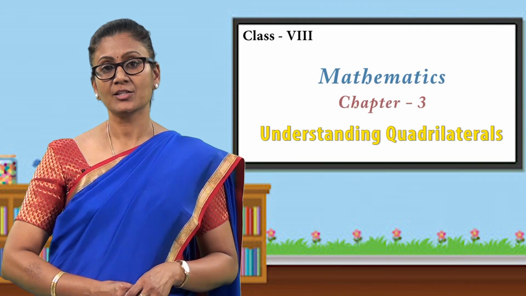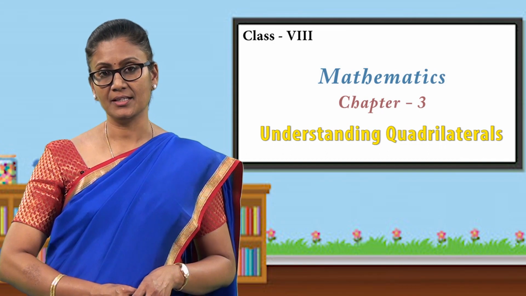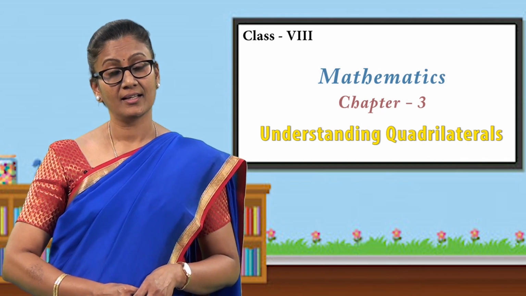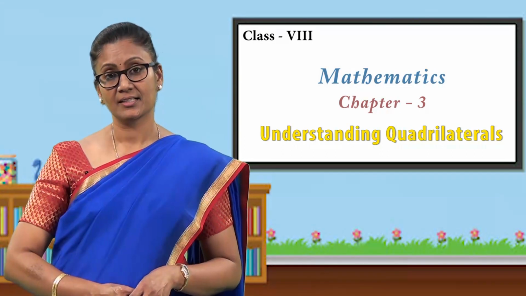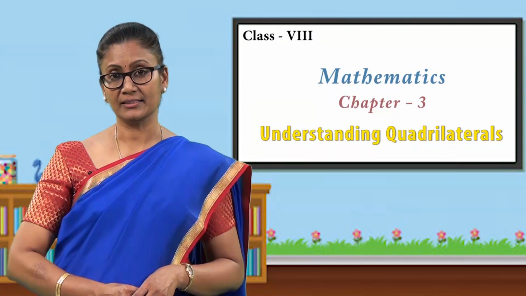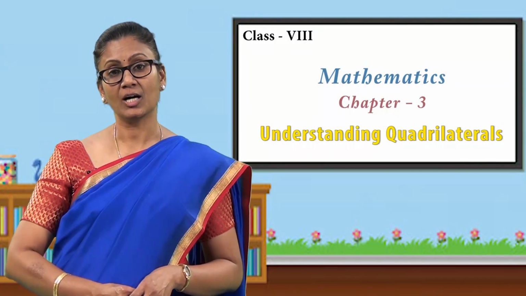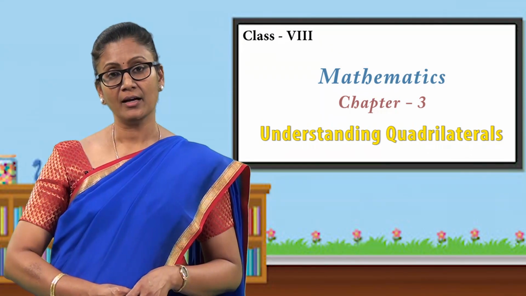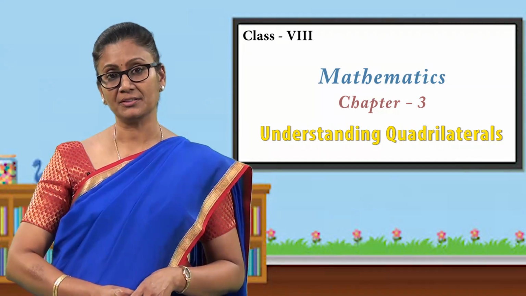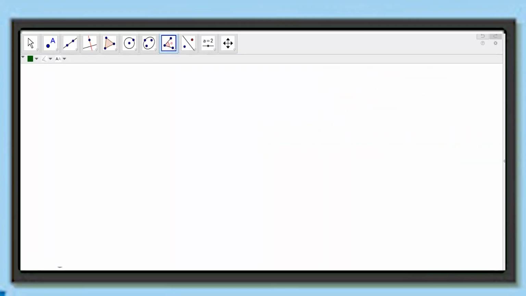The next variety of quadrilaterals that we are going to see is the parallelograms. As the name itself suggests, it has something to do with parallel lines. So let's go and see how to construct a parallelogram and also verify its properties. Let us see how a parallelogram can be constructed. As the name suggests, this quadrilateral has got something to do with parallel lines.